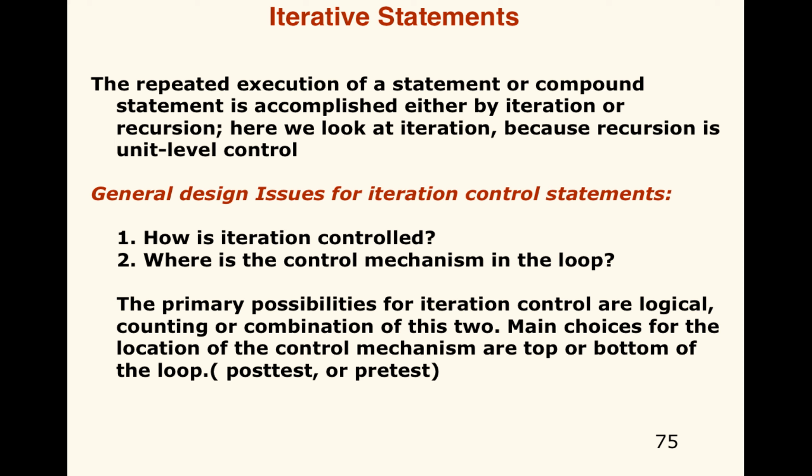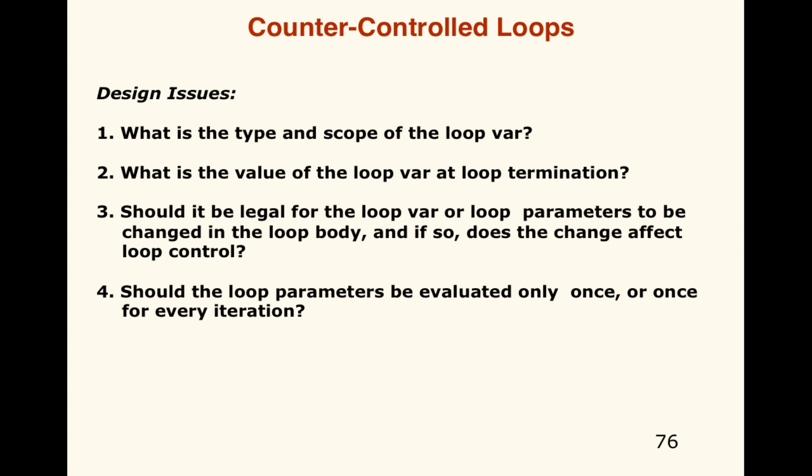General design issues for iteration and control statements. How is the iteration controlled? Do we control it at the beginning of the construct, at the end, in the middle? And what's the control mechanism? Is it a variable? Is it a Boolean expression? How are we going to control the looping? The primary possibilities for iteration control are logical, counting, or a combination of the two. At the top or the bottom. We have post-test and pretest. The post-test and the pretest are the two that we're familiar with, the do and the while.